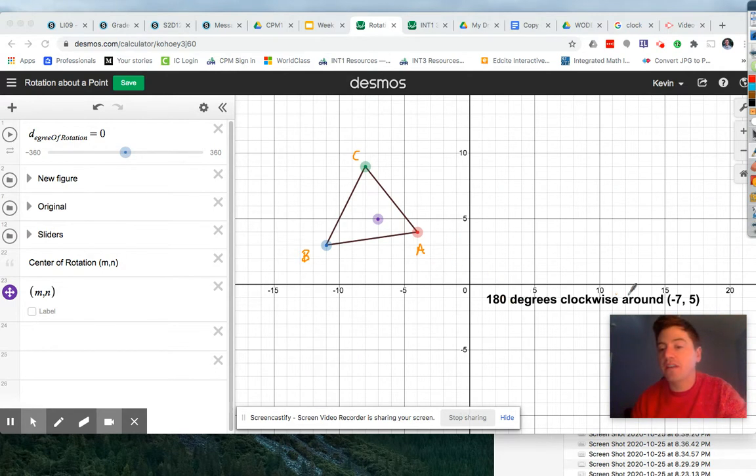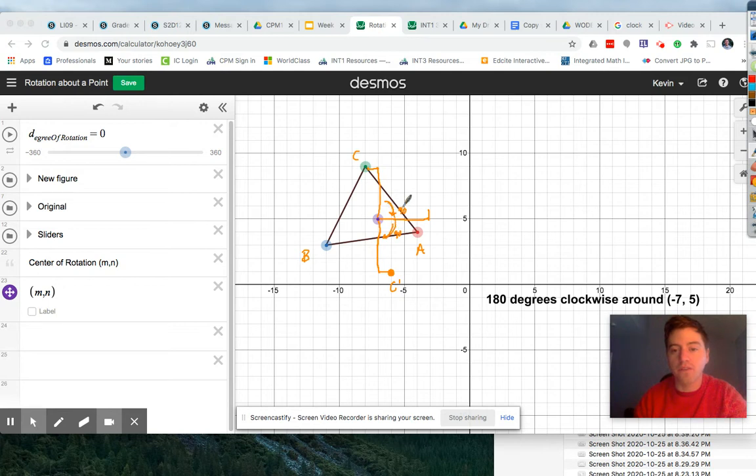So this one wants 180 degrees clockwise around -7, 5. So I'll just pick C here. That goes up 1, 2, 3, 4, and over 1. Okay, so I'm going to turn this 180 degrees. So we know that this is 90 degrees. And then this would be 180 degrees, 2, 3, 4. So that came like this and then like this, which means this is C prime.